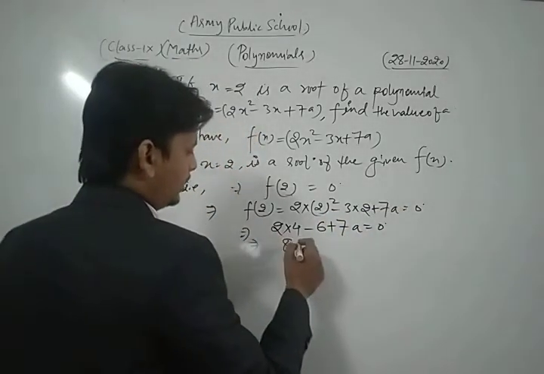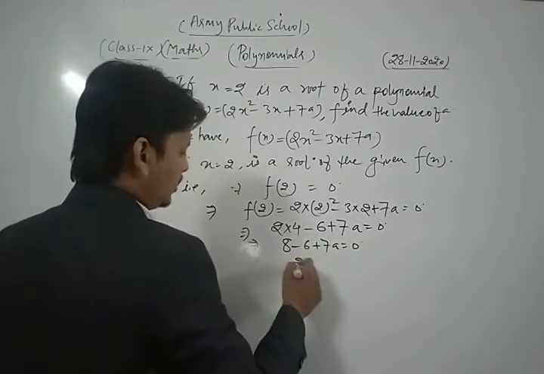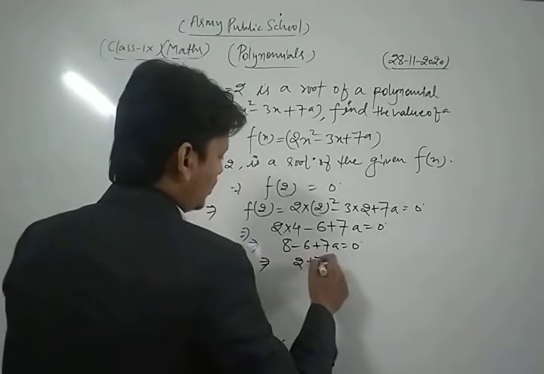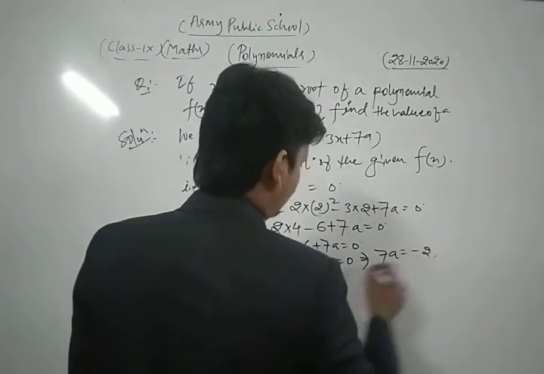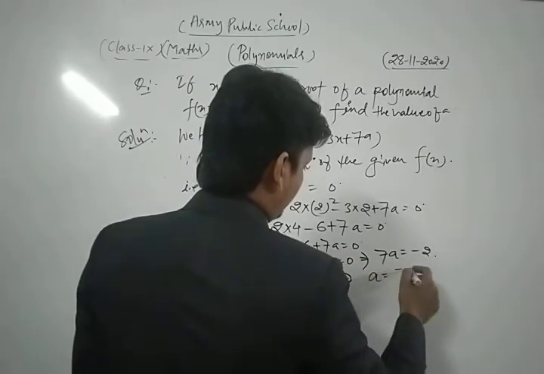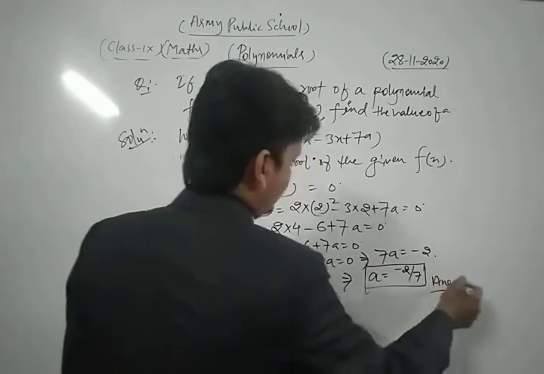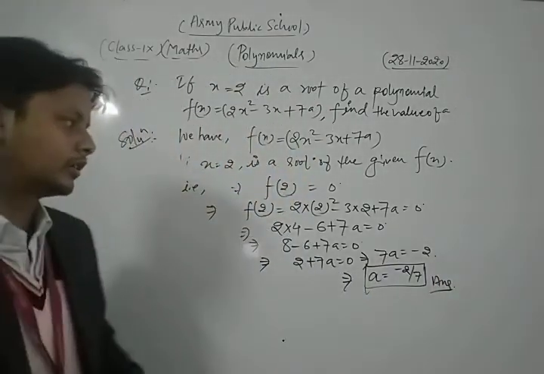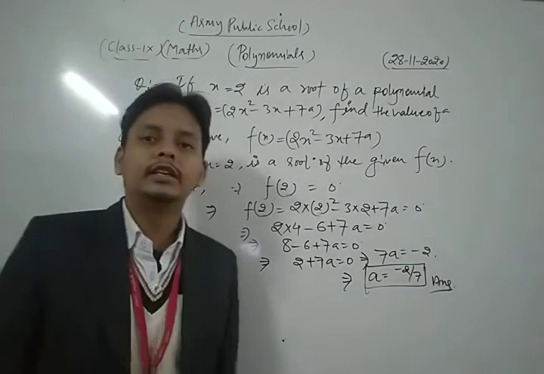So 8 minus 6 plus 7a is equal to 0. 8 minus 6 is 2, so 2 plus 7a is equal to 0. That is 7a is equal to minus 2, that is a is equal to minus 2 upon 7. This is our required solution of the given question, which is a is equal to minus 2 by 7.